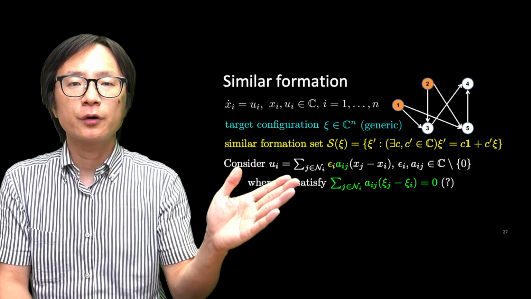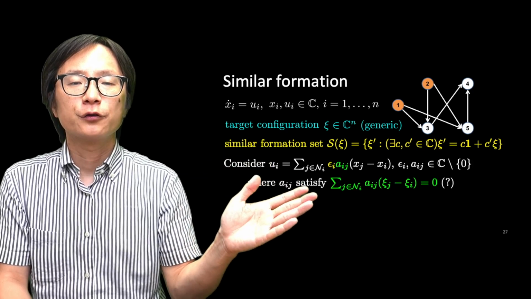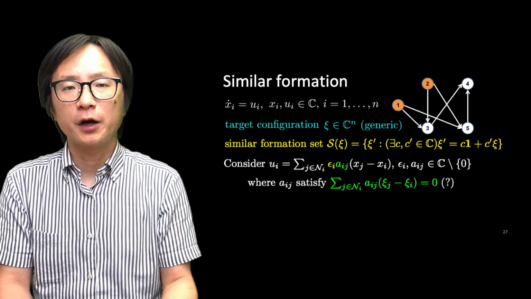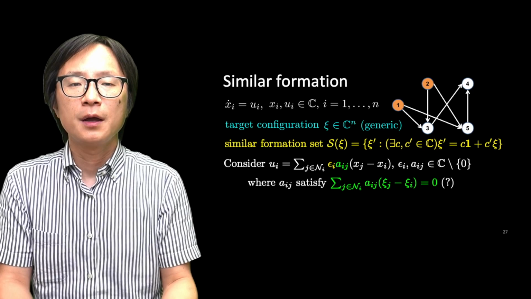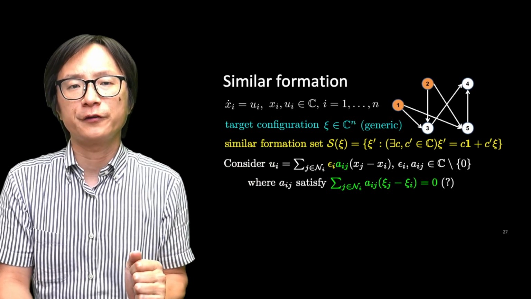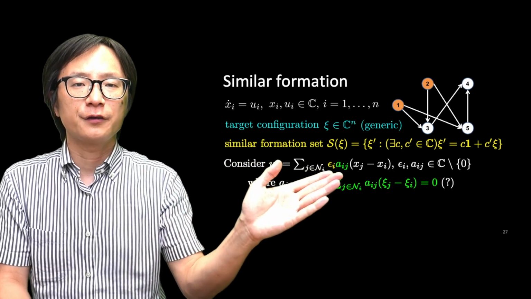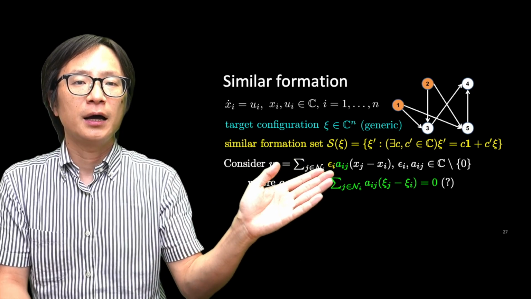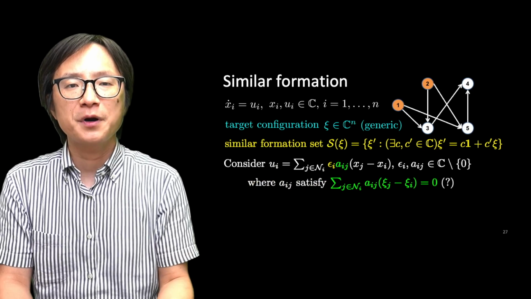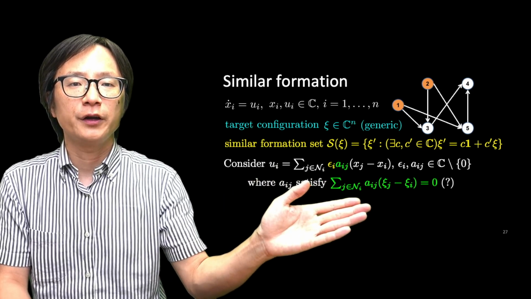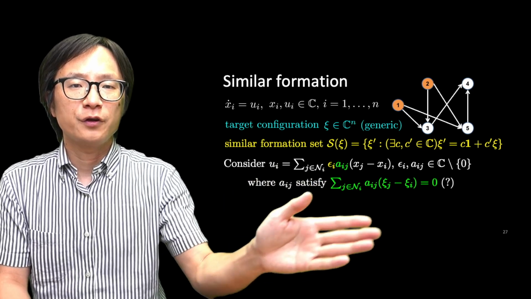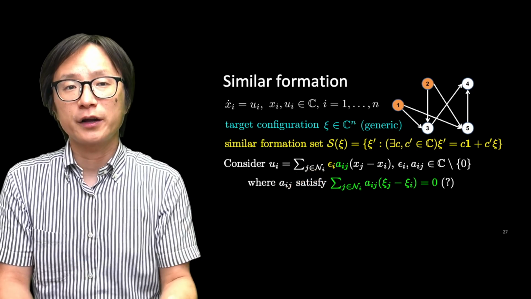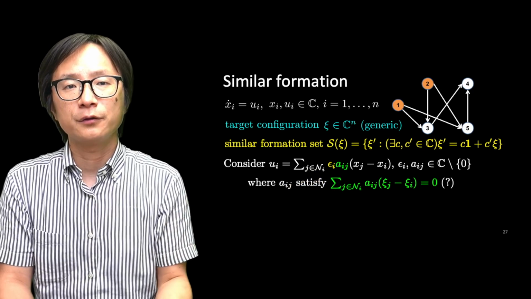For the distributed control ui, we are going to use the similar form as we have introduced before in part 1 for the consensus problem, but here with two notable differences. The first difference is this weight aij. Here, aij is a non-zero complex number that should satisfy this linear constraint, which involves the relative positions of the agents in the target configuration. Why do we want to do this?